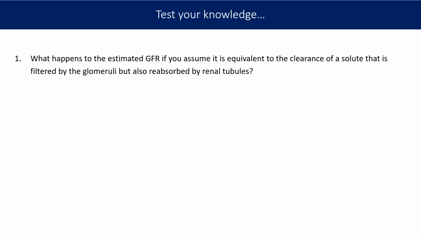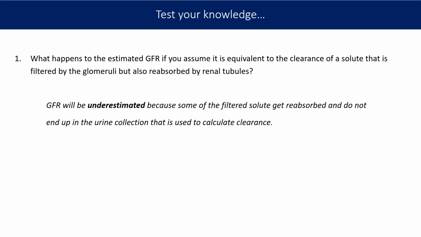First question. What happens to the estimated glomerular filtration rate if you assume it is equivalent to the clearance of a solute that is filtered by the glomeruli but also reabsorbed by renal tubules? The GFR will be underestimated because some of the filtered solute gets reabsorbed and does not end up in the urine collection that is used to calculate clearance.